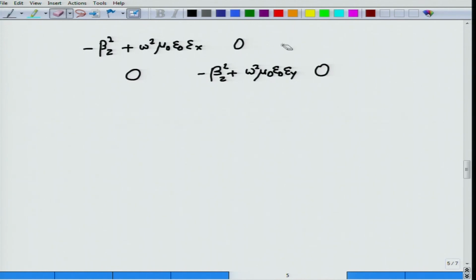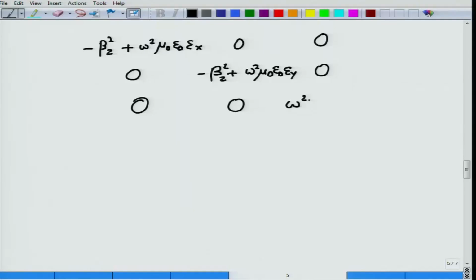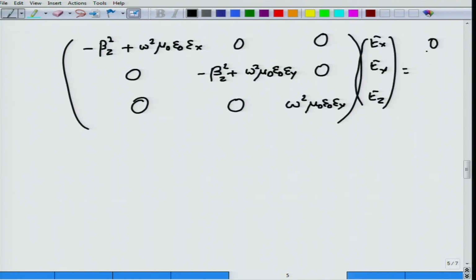So, maybe we will put it in a proper matrix kind of a thing. So, you have 0, 0, and because we took the value of y and z to be the same value of epsilon, and because beta is actually along the z direction, you don't actually get any beta term over here, you will simply get omega square mu naught epsilon y. So I suggest that you actually work out and show that this is the correct matrix times Ex, Ey, Ez. This entire thing must then be equal to the 0 vector on the right hand side.